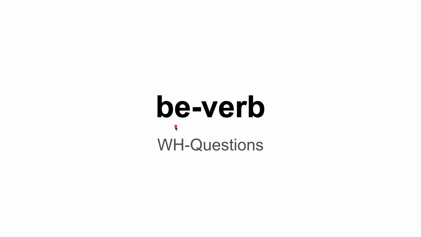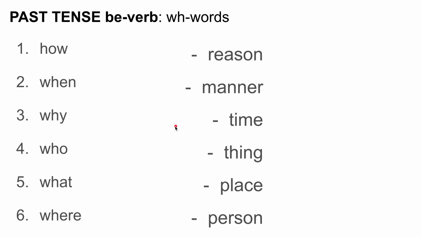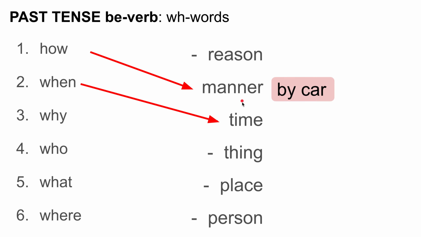Now we're going to look at WH questions and how to make a WH question. Before we start, let's review what WH questions mean and how we use them. How we use for manner. How do you come to school? By car. When we use for time. When is it? At 5 p.m.